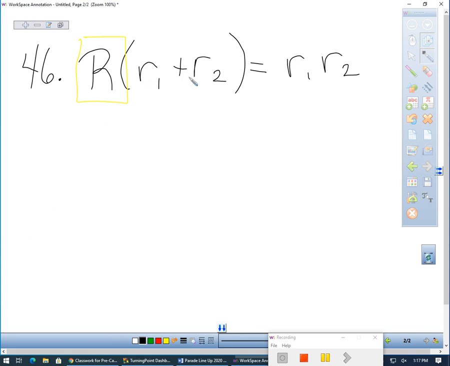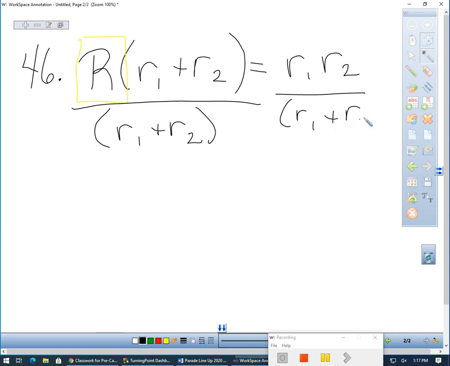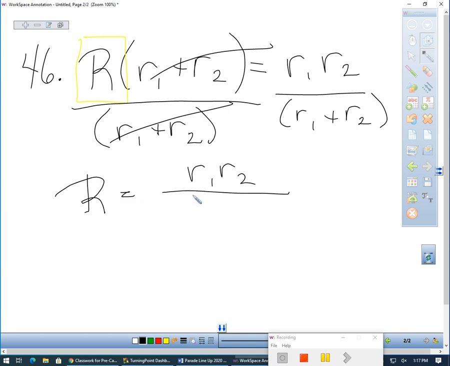So what is this parenthesis doing to capital R? It's timesing it, right? And to get R by itself, what do we do? Divide by it. So we only have to just divide by the R1 plus R2. And that's it. The parentheses will cancel. And we get capital R equals R1, R2 over R1 plus R2. That's all you had to do for 46.